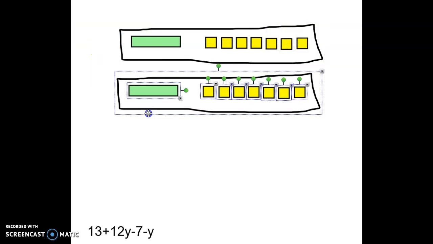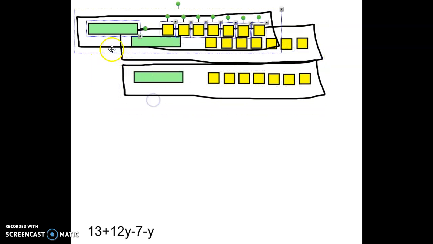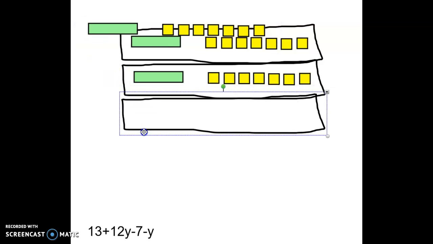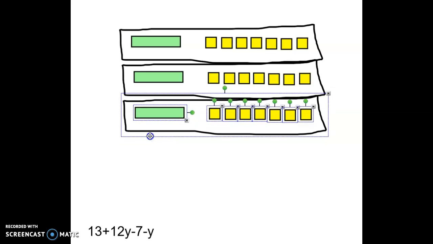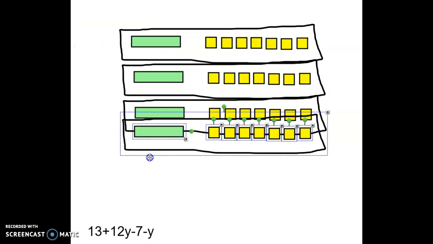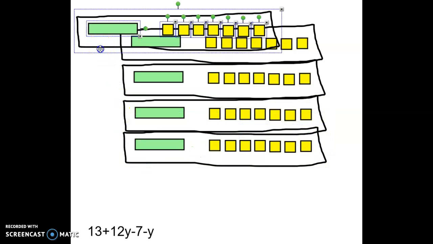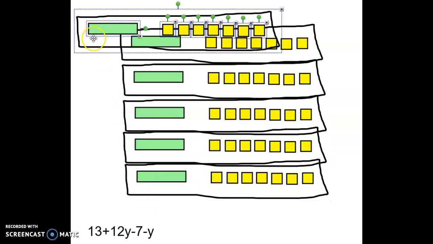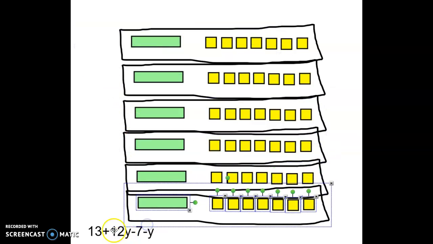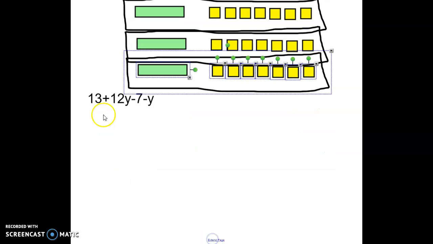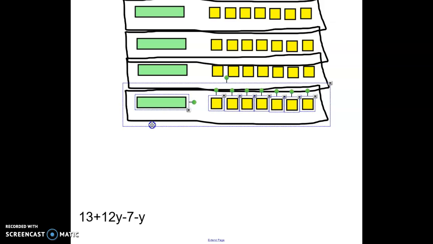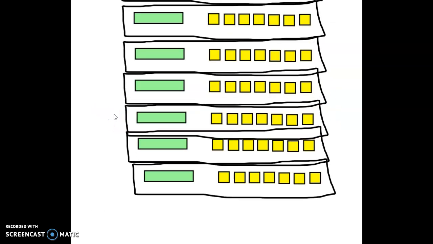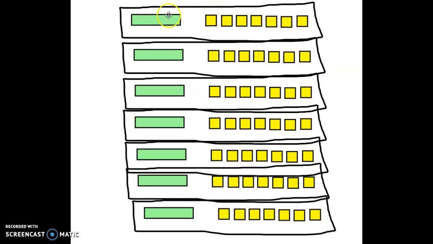So there would be our second group, our third group, sorry, it's not cooperating very nicely, our third group, fourth group, fifth group, sixth group, and seventh group.